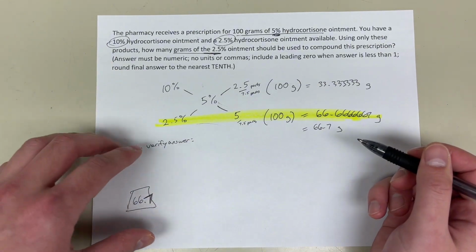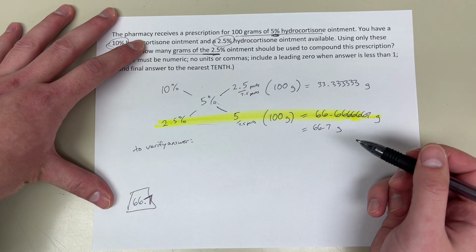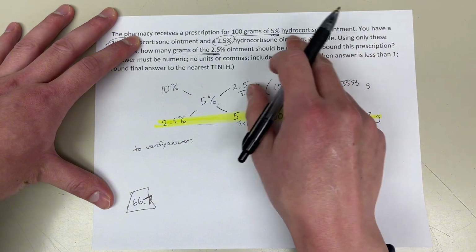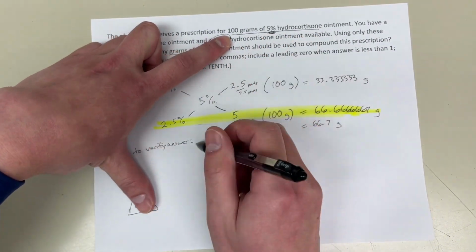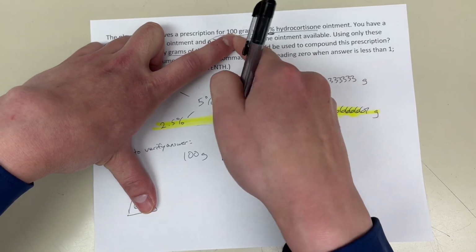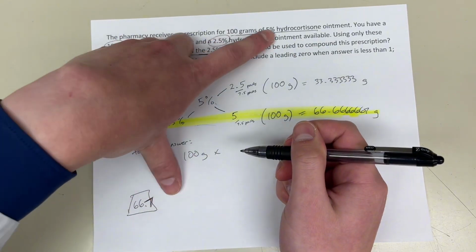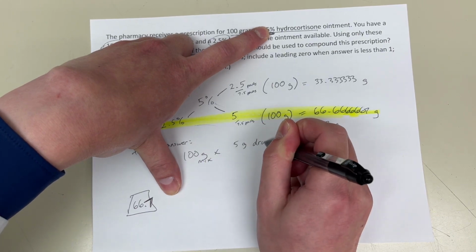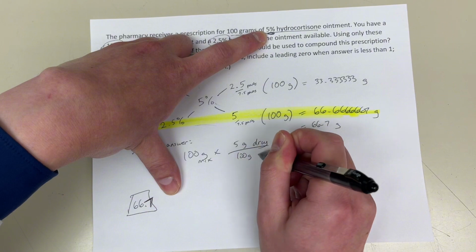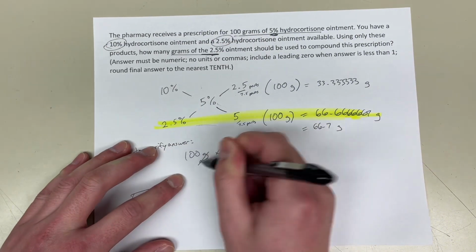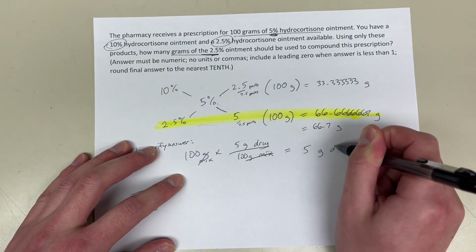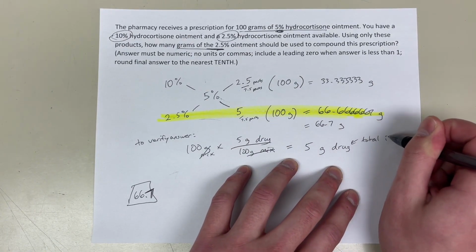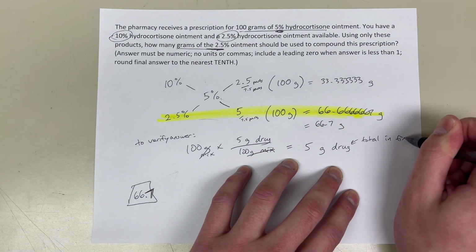So to verify the answer, the total amount I need in the prescription is 100 grams of the 5% hydrocortisone. So I'm just going to calculate the amount of drug in this. So 100 grams times 5% hydrocortisone. So that's 5 grams of drug divided by 100 grams of mix, and grams of mix cancel out. So 5 grams of drug. This is the total amount of drug in the final ointment.